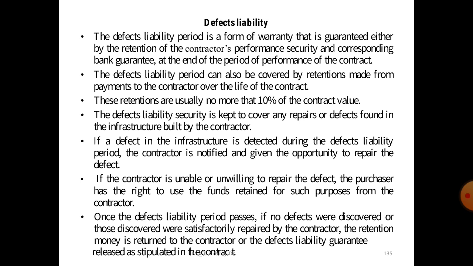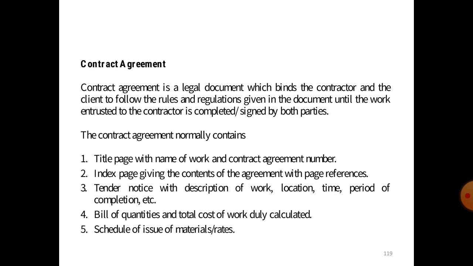Once the defects liability period passes, if no defects were discovered or those discovered were satisfactorily repaired by the contractor, the retention money is returned to the contractor or the defects liability guarantee is released as stipulated in the contract.